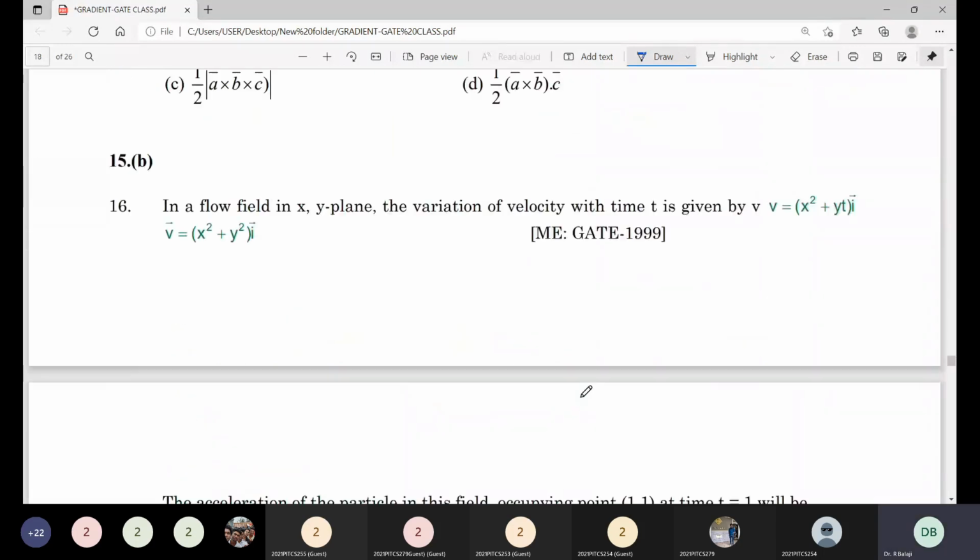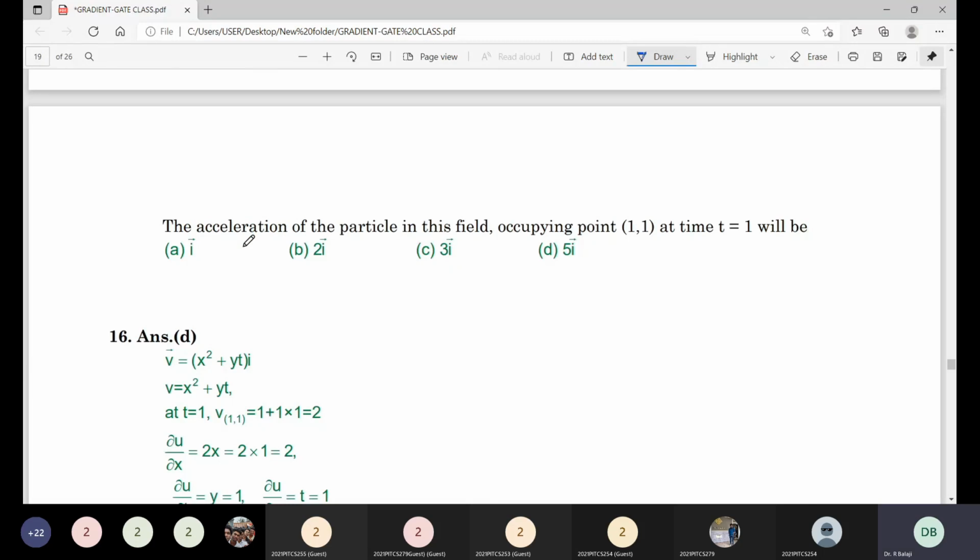Now in a flow fluid in the xy plane, the variation of velocity with the time t is given by V vector equal to x square plus yt into i vector. The acceleration of the particle in the field occupying the point (1, 1) at time t equal to 1 will be, now V vector is equal to x square plus yt into i vector. At t equal to 1, the velocity u is 2.